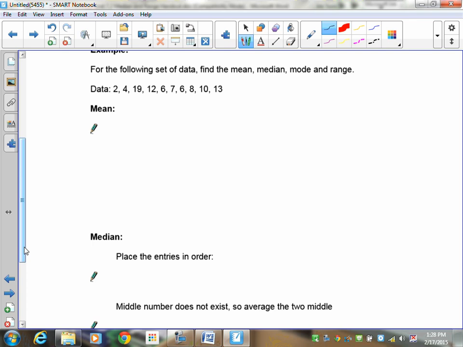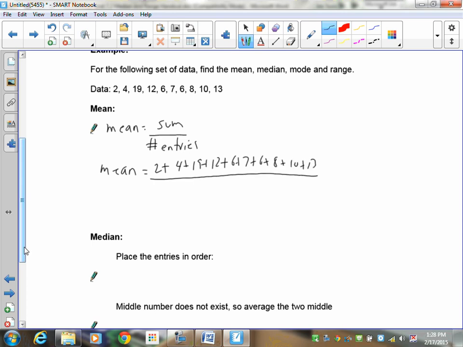Okay, let's get started. First thing we need to do is set up our formula. So our mean is equal to the sum over the number of entries. So how do we find our sum? Well, it's going to be 2 plus 4 plus 19 plus 12 plus 6 plus 7 plus 6 plus 8 plus 10 plus 13 all over, and there are, I got 10 numbers there. So that means that my mean is going to be equal to 87 over 10, so my mean is equal to 8.7. Don't round it off.